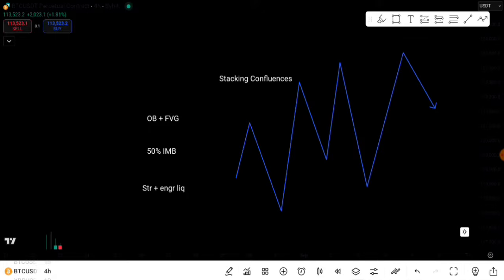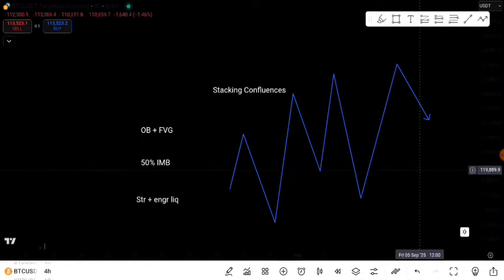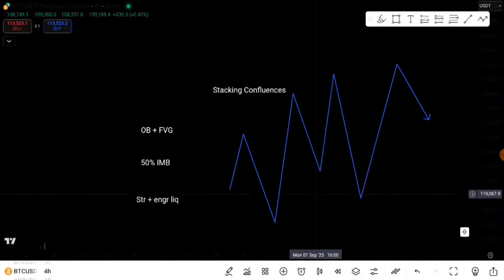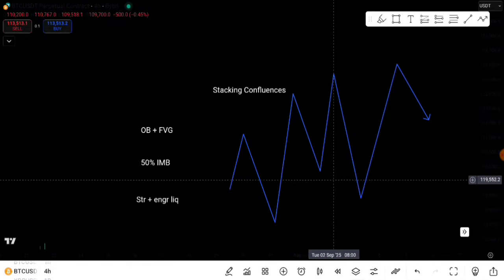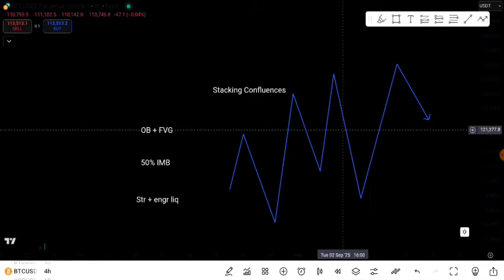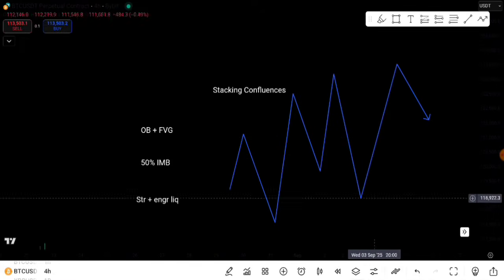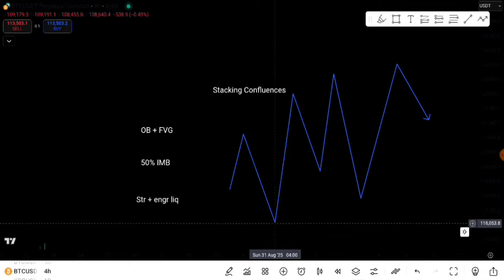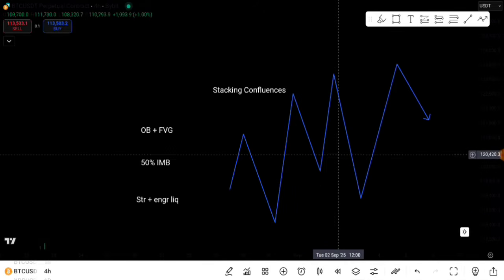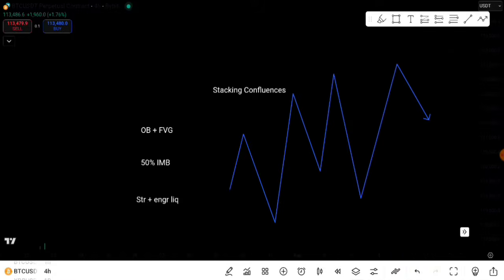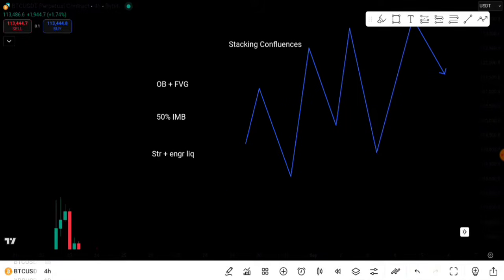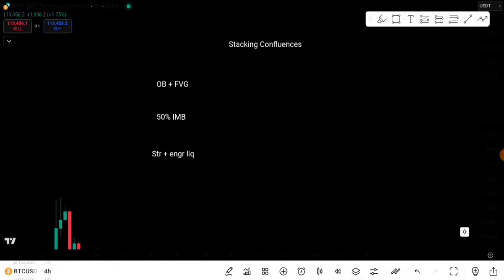So this form of liquidity swept is structural. It can also be engineered. Any form, structural or engineered, is a confluence that you want to see before taking a trade. At this point, you're not looking at the 50% level of imbalance, you're just looking at structural liquidity. When you're looking at 50% imbalance levels to take, you're looking at liquidity to take and liquidity target regions. Those are also confluences that can be used.